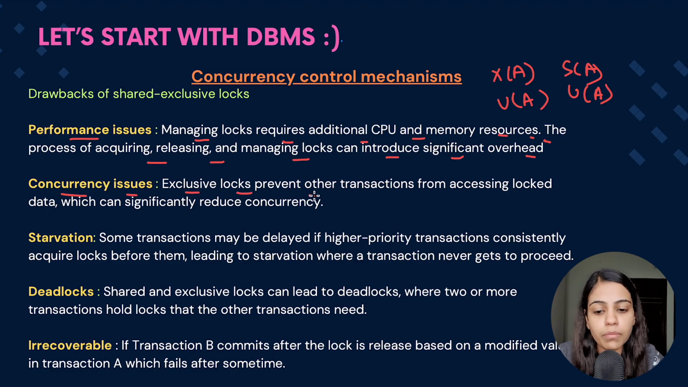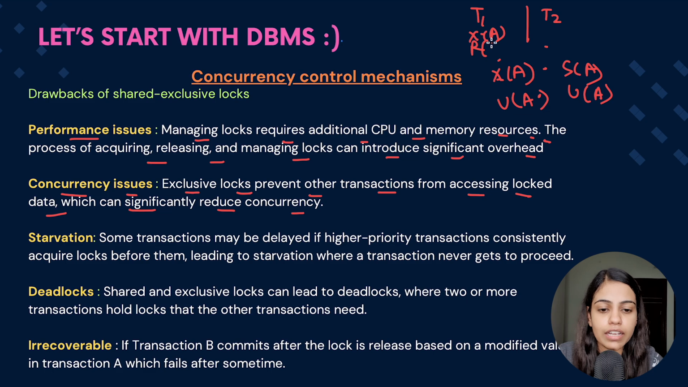Exclusive locks prevent other transactions from accessing locked data items, which can significantly reduce concurrency. So in concurrency, what we say is, if there are two transactions T1 and T2, there could be some interleaved execution happening. But if I am acquiring an exclusive lock on any one of the operations of the transaction, other transactions can't go ahead and access the same data item until or unless the lock is released. So coming to the next point, that is starvation.